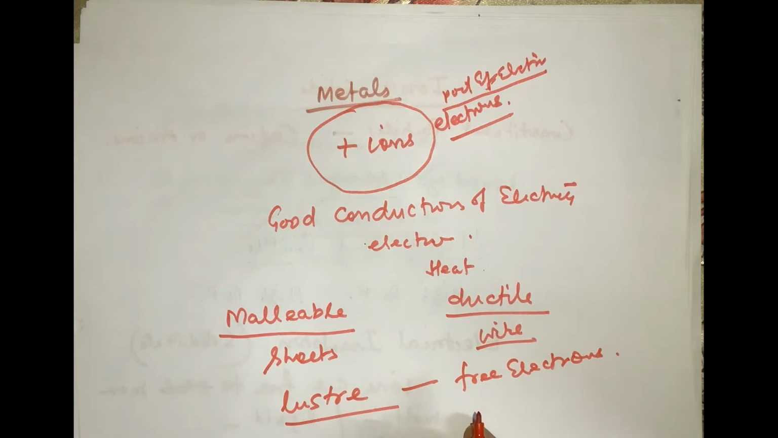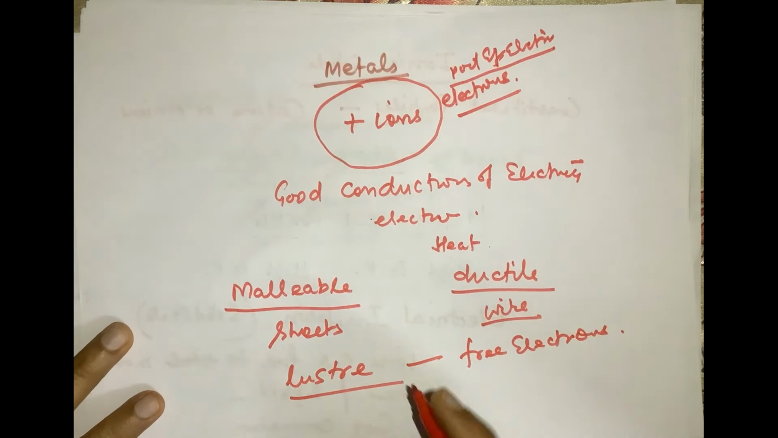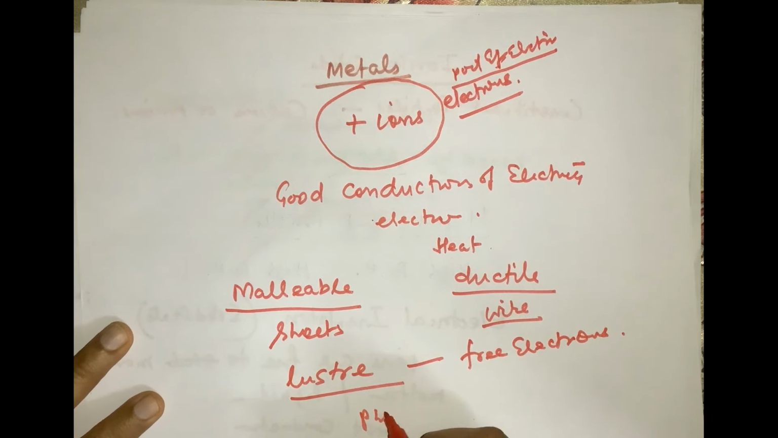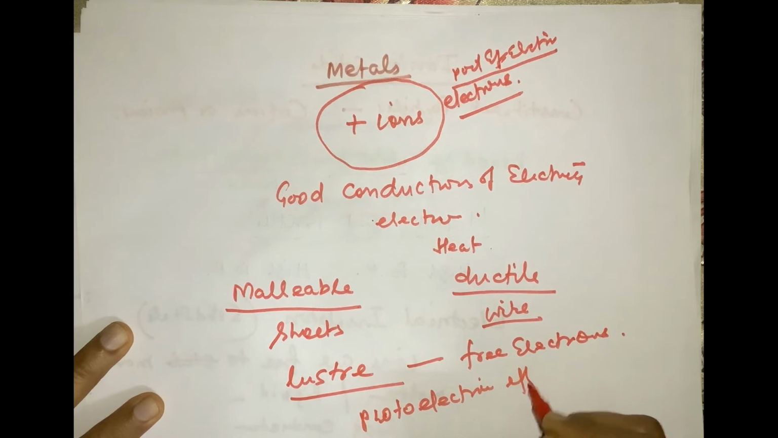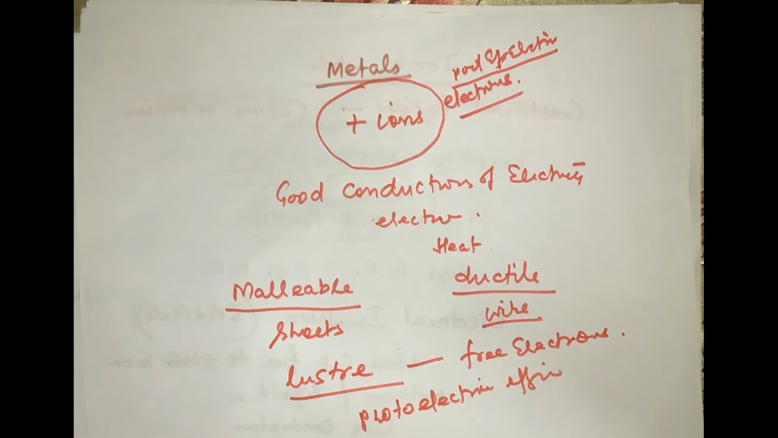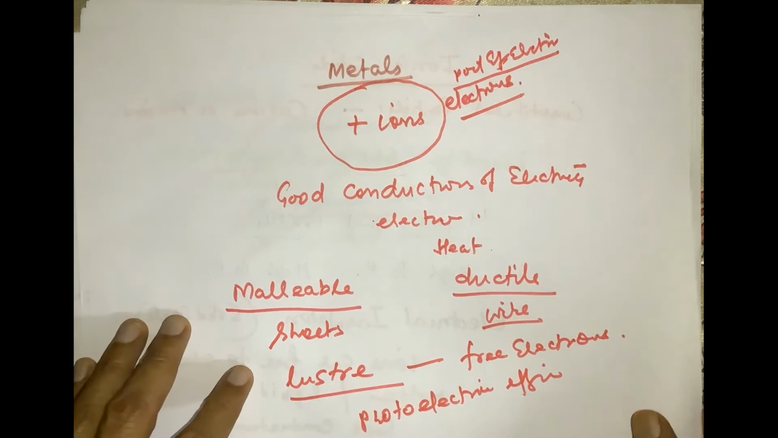And you all know, in 11th class you have studied, that they exhibit the photoelectric effect. When photons strike the surface of metal solids, the electrons are ejected, and in short we say that they exhibit the photoelectric effect.